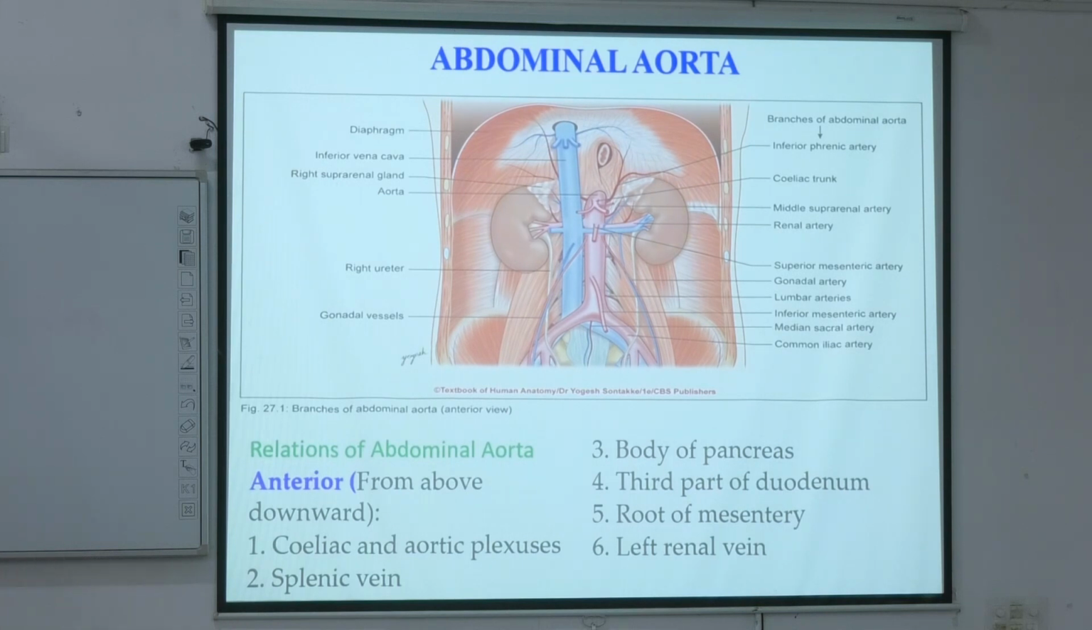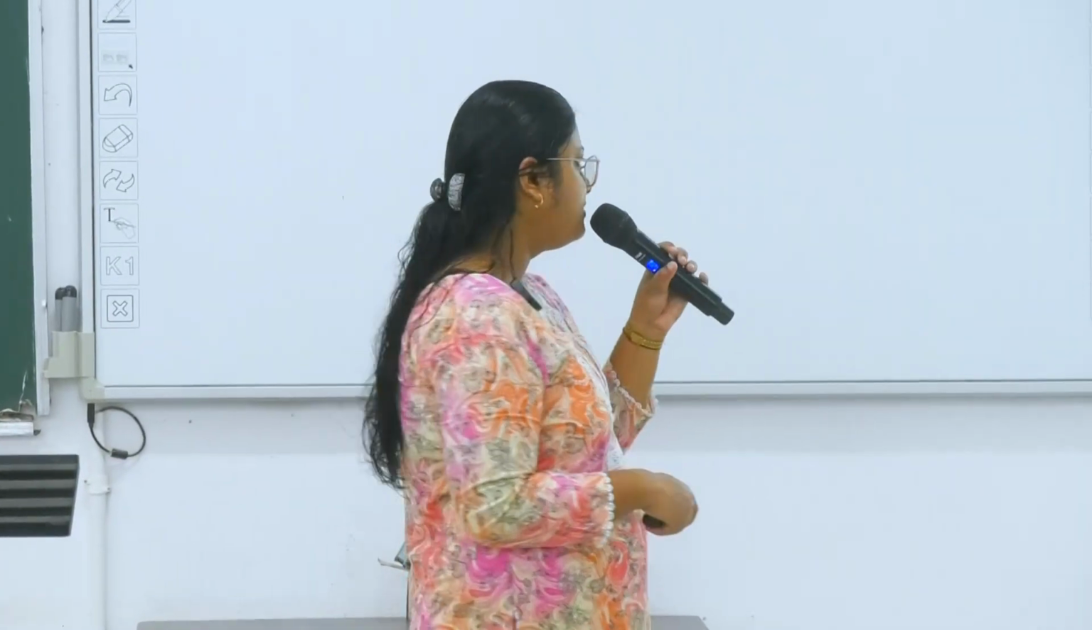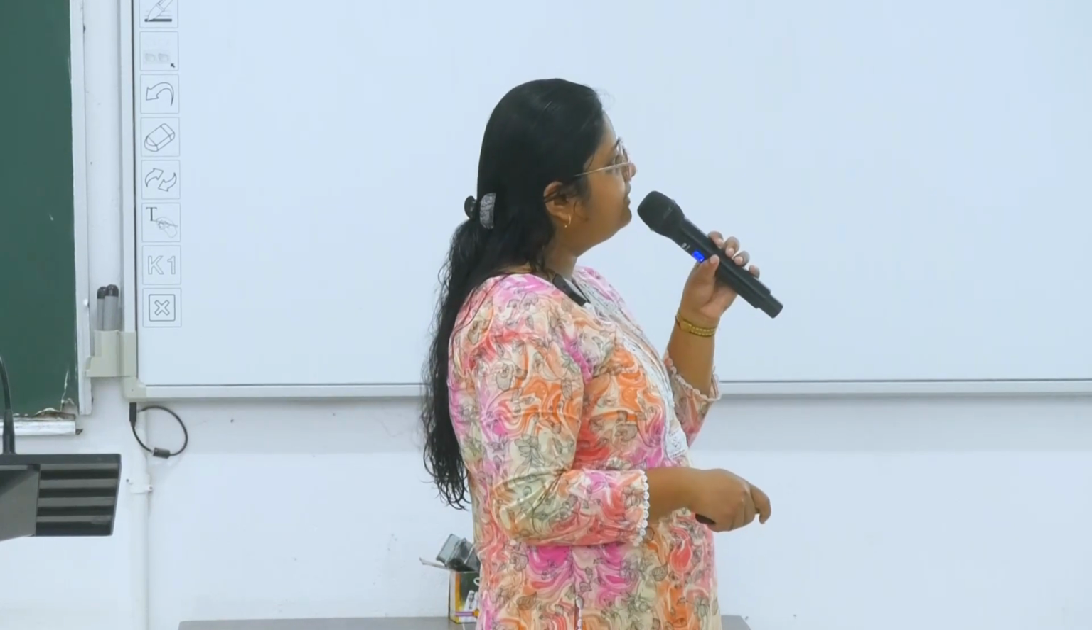Now we have to see the relations of the abdominal aorta. First we will see the anterior relations. From above downward, anterior to the aorta lie the celiac and aortic plexuses. These are nerve plexuses formed by the autonomic nerves, mainly sympathetic, and parasympathetic also. Then the splenic vein, body of the pancreas, third part of the duodenum, root of the mesentery and left renal vein. These structures are lying anterior to the abdominal aorta.